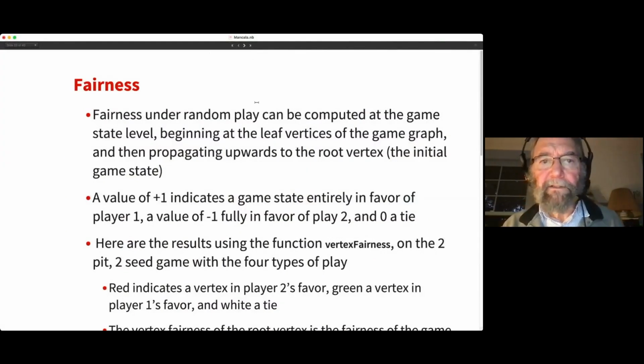Okay, I looked at fairness, and what we can do is for each winning game state assign a value of plus or minus 1 to that state. Plus 1 meaning player 1 won the game, minus 1 meaning player 2 won that game, and then propagate that value up the game graph by averaging the scores, the fairness at one level up to the next level.